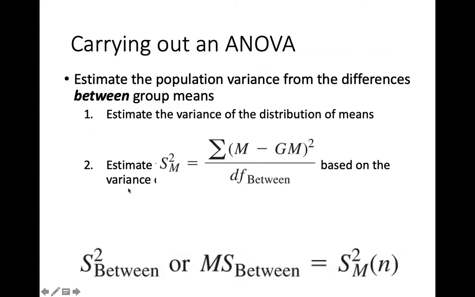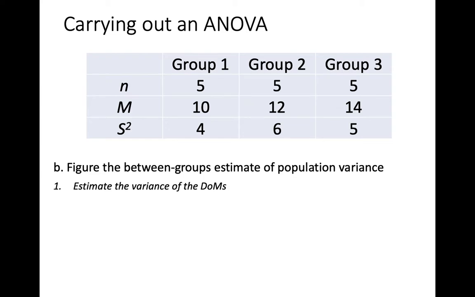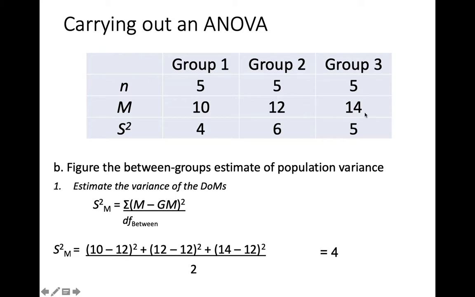Next thing that we're going to do is estimate the population variance from the differences between group means. This is a two-step procedure. We're first going to estimate the variance of the distribution of means, and then we're going to use that to estimate the population variance. So the first part is to estimate the variance of the distribution of means. We're going to treat our three means as a little mini sampling distribution, a mini distribution of means. So the first thing that we need to do is calculate our grand mean. So 12 is just the average of 10, 12, and 14. That's the overall or grand mean.